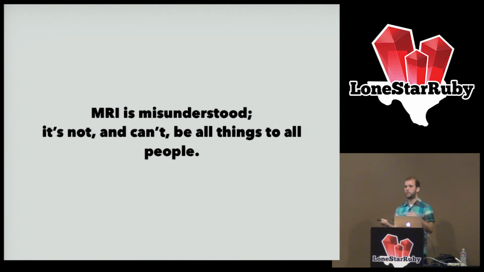Part of that is because MRI is written in C and because of its design. When you're writing Ruby, you're basically calling C things in a really strange way. I think a lot of the tension about Ruby and why it isn't so good at concurrency, why the GC is slow, and its release patterns is because MRI as a piece of software is misunderstood, and it can't be all things to all people.